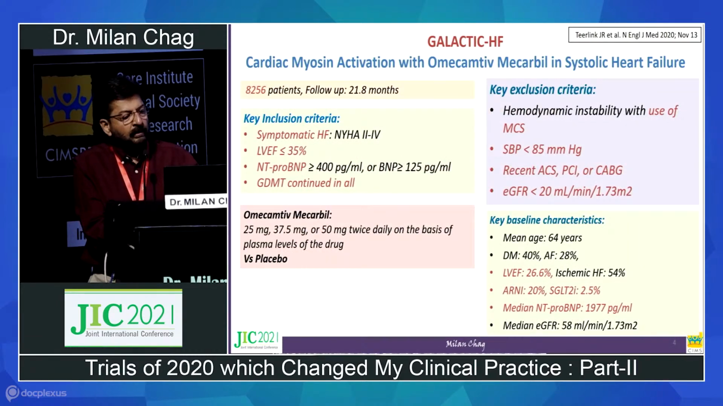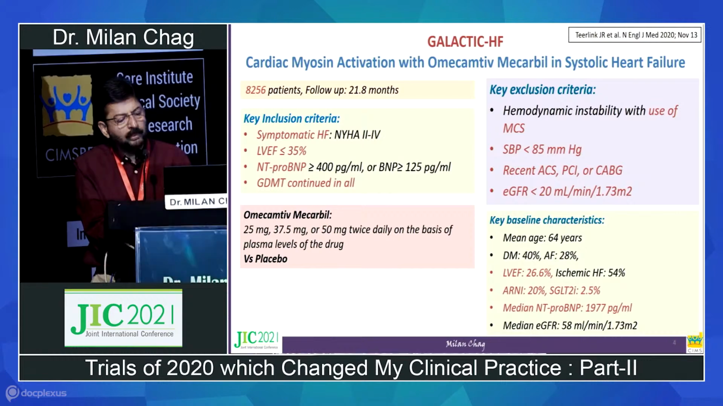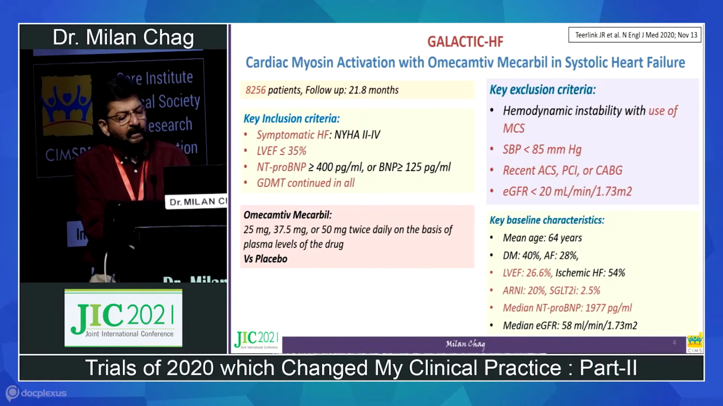So 8,000 plus patients, follow-up 21 months, symptomatic heart failure, EF less than 35, raised NT-proBNP, guideline-directed medical therapy was continued in all. Drug was given in 25, 37.5 or 50 milligram twice a day compared with placebo. Key exclusion criteria were very sick patients, like patients who were on mechanical circulatory support or in cardiogenic shock, eGFR less than 20, they were excluded. Mean ejection fraction in this trial was 26%, ARNI use was 20%, and median NT-proBNP was almost 2,000. So they were really sick patients.